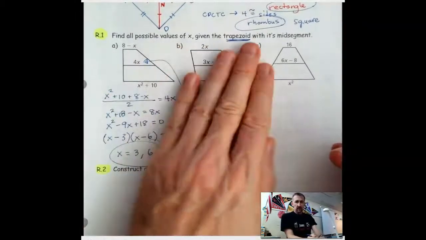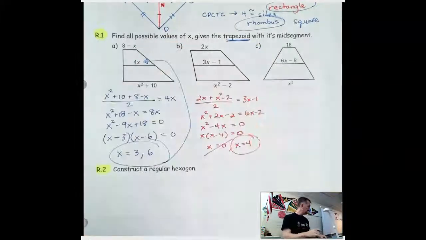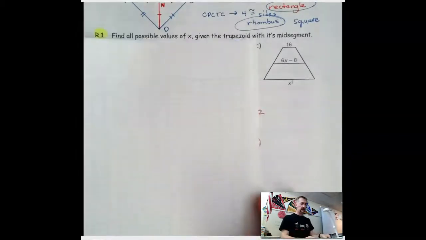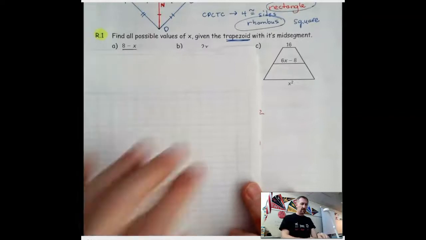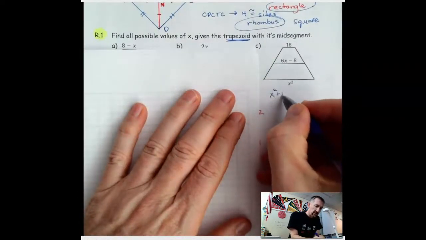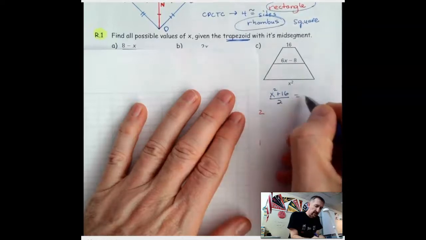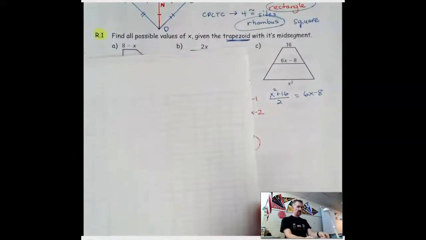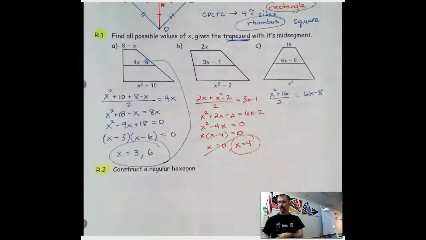Alright, so pause, cover this up. You can cover that up with a piece of paper. Just put a piece of paper over these like that. And then you can work on this problem here. So the average of the top and the bottom equals the middle.